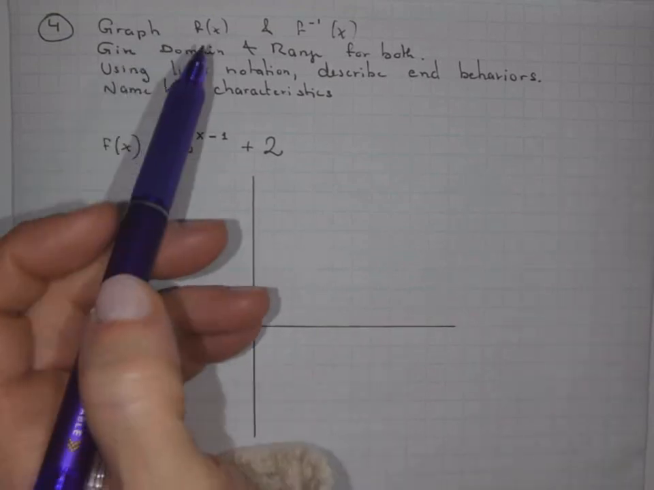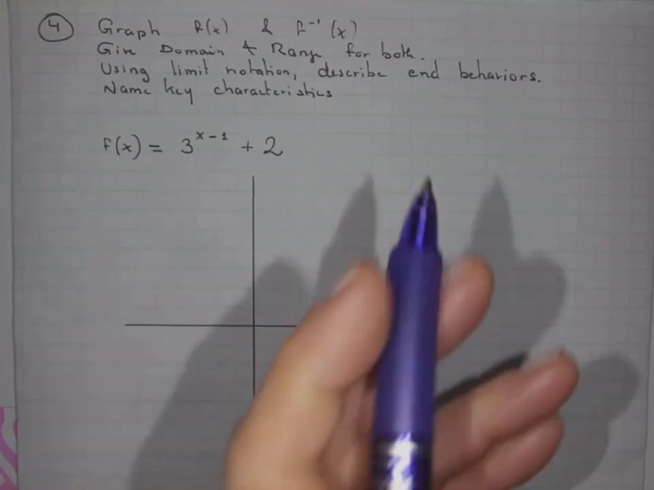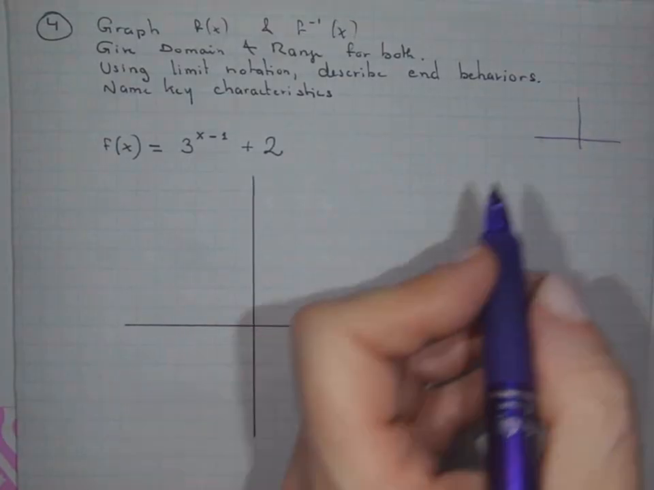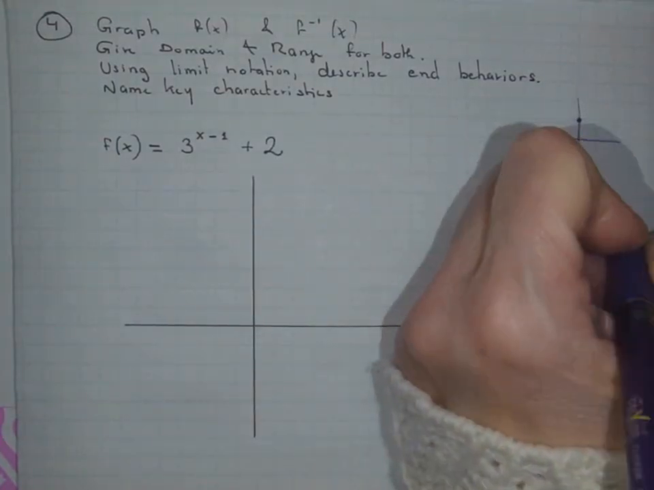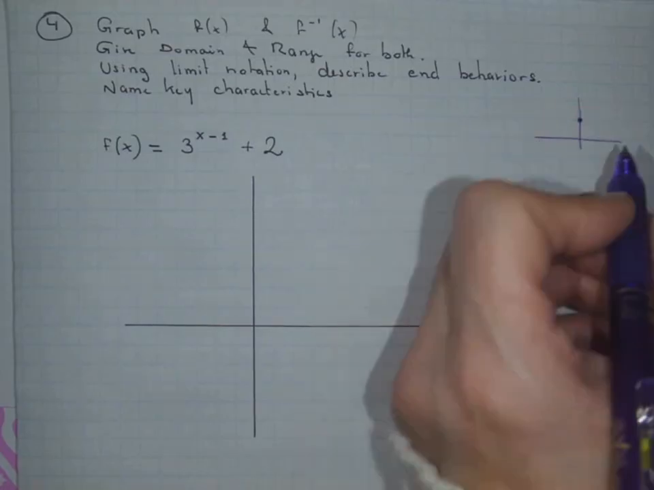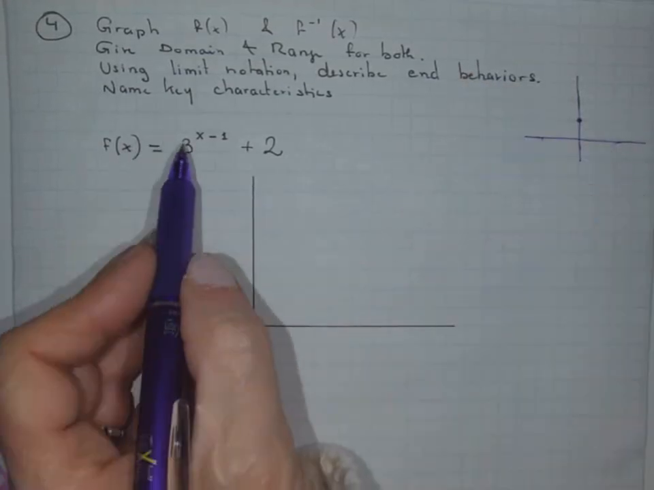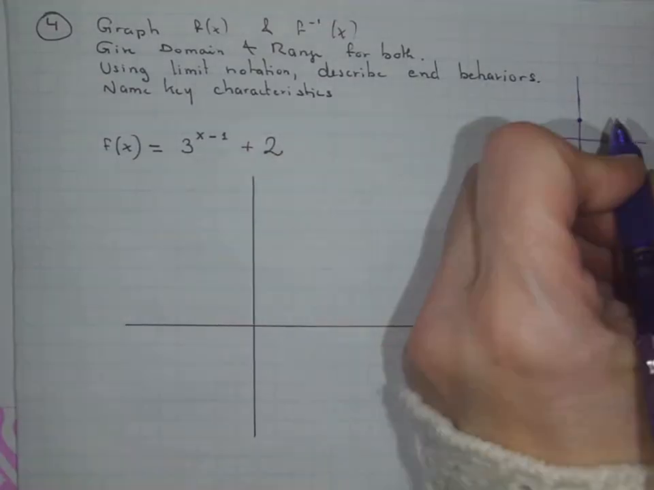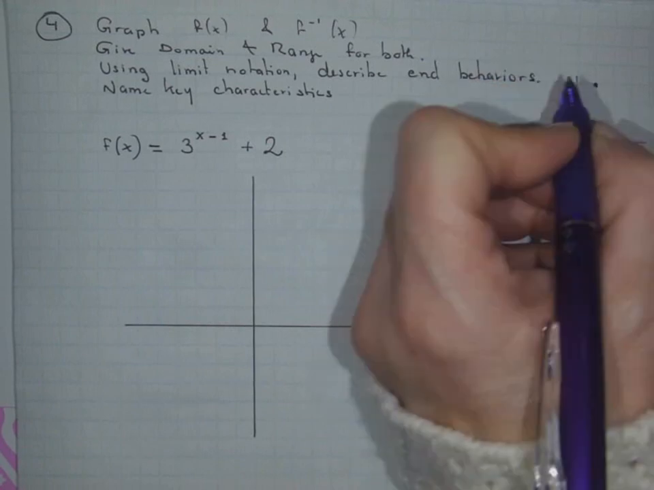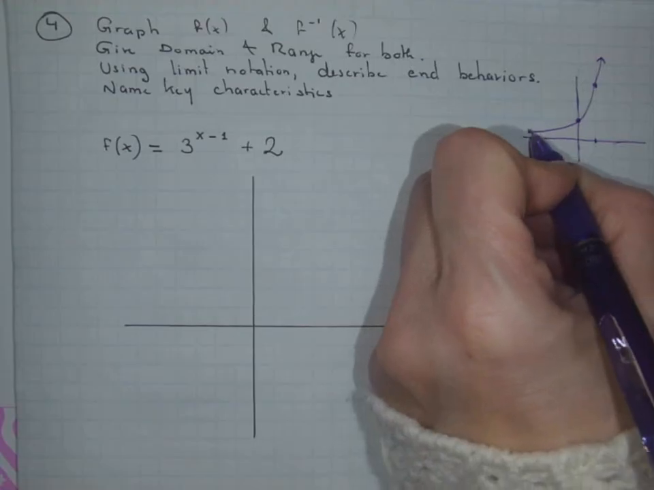Okay, so we need to graph f of x. So I'm given a function here, and that's an exponential function. So we need to kind of remember that the parent function of exponential is always going to have a point at (0, 1), and then whatever the b value is when x equals 1, right? So the parent function has a b value of 3, so at x equals 1, we will be at 3, so we will be up here. So this exponential parent function would look like that, okay?